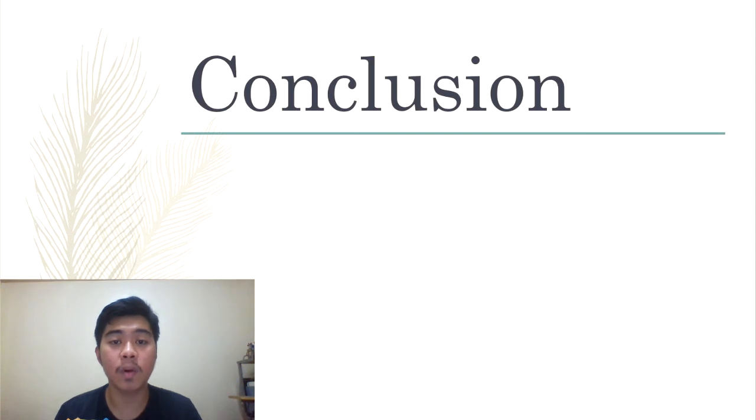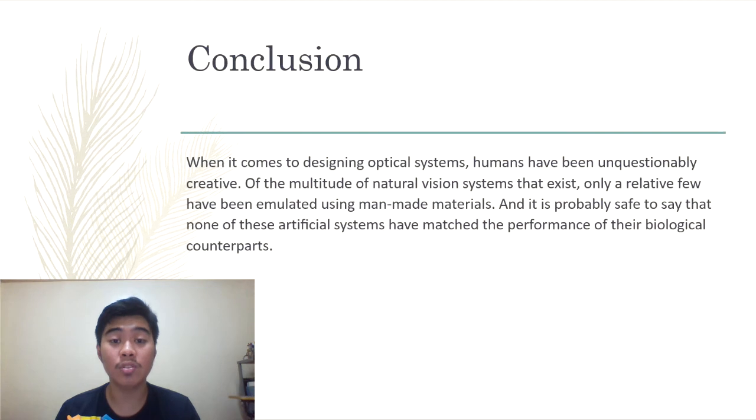So for the last part, the conclusion, we came up with these statements. When it comes to designing optical systems, humans have been unquestionably creative. Of the multitude of natural vision systems that exist, only a relative few have been emulated using man-made materials. And it is probably safe to say that none of these artificial systems have matched the performance of their biological counterparts.